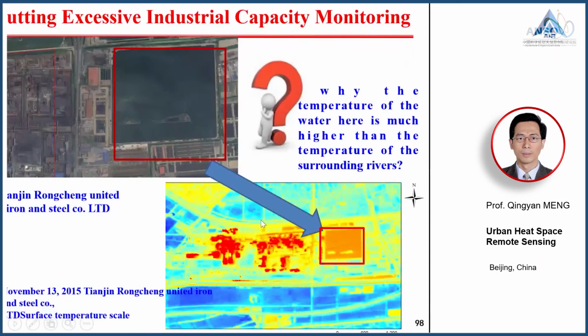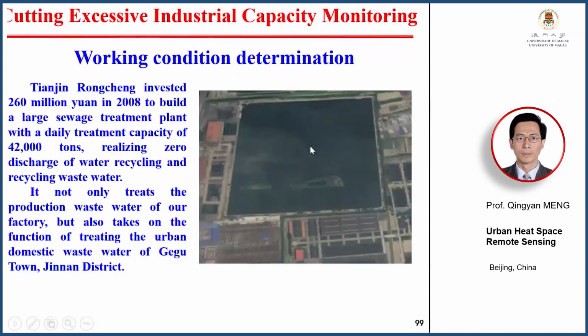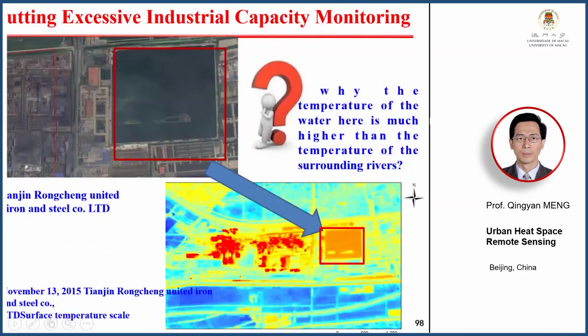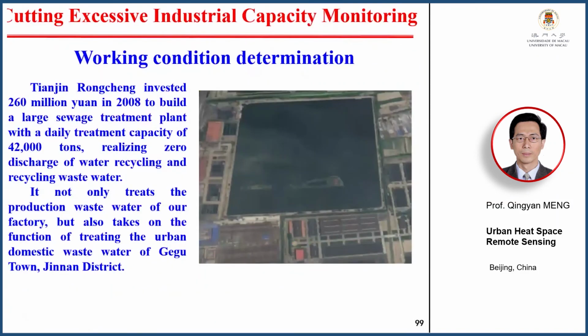And why here is the temperature of the water much higher than the surrounding river? Okay, then we check. Here is a working condition determination. And Tianjin Rongcheng invested so much money in 2008 to build a large sewage treatment plant with a large daily treatment capacity and realize the zero discharge of water recycling. So it not only treats the waste water of the factory, but also treats the urban domestic waste water. So it has a higher temperature.